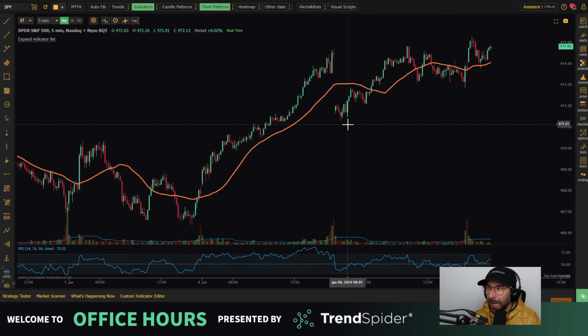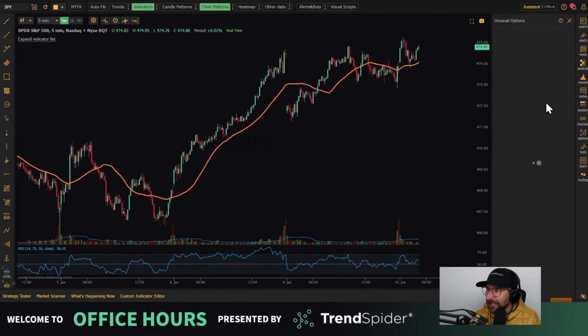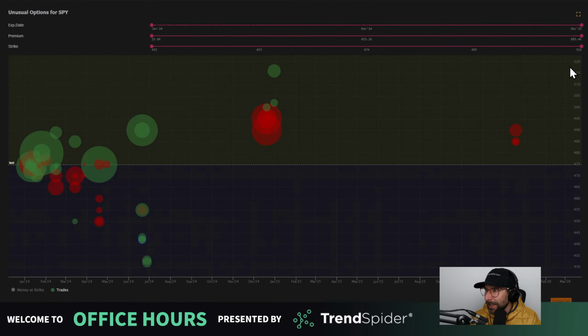All right, so unusual options can be viewed in a handful of ways. First off, through the options widget here on the right-hand side. You just add that to your sidebar, and I'm going to open this. Now, again, this is unusual options. This is not all options. Unusual options are categorized as orders greater than $25,000 in premium.